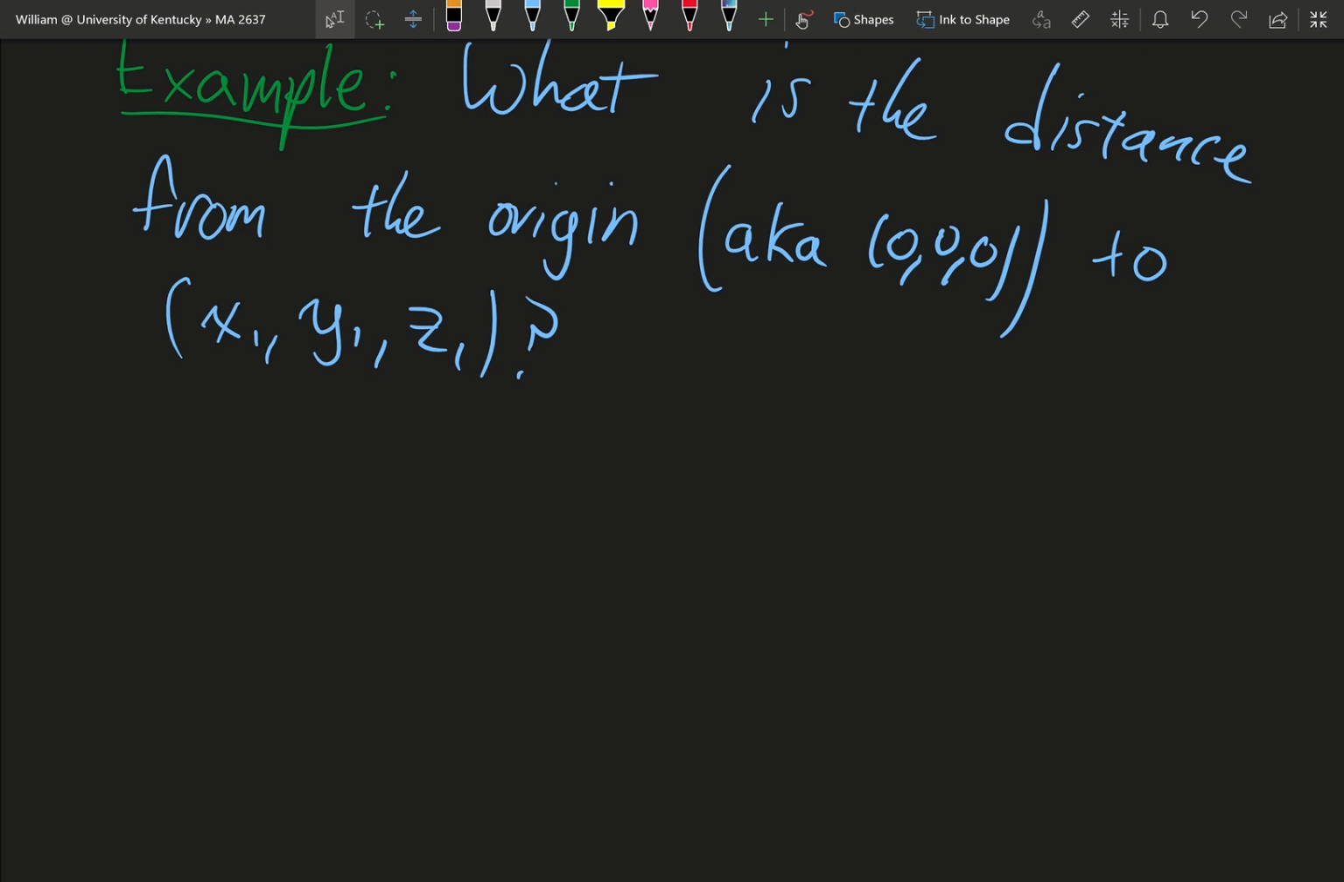Okay. So here's how we want to think about this. We have our axes. We have some x1 coordinate, some y1 coordinate, some z1 coordinate. And what we're after is the length of this red line from here to there.